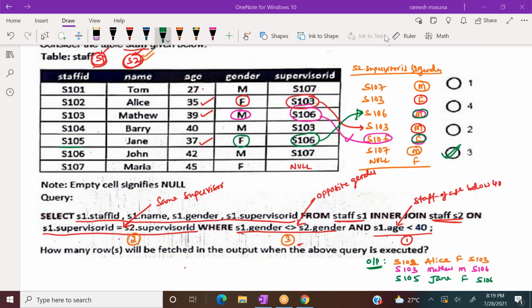Is it clear? Three rows. Clear, Naga Karthik. Okay, done. Okay, clear. So, okay, don't worry.